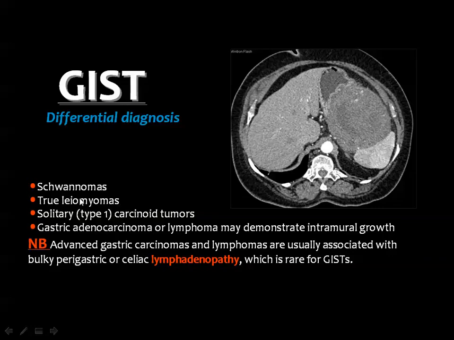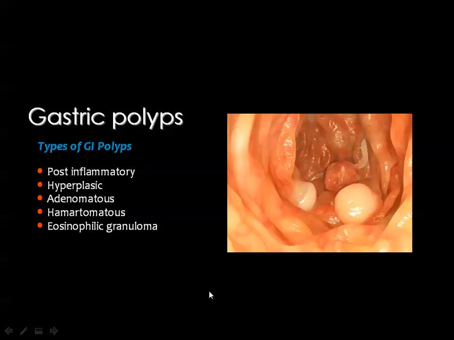And here are the differential diagnosis of GIST tumors in the stomach. They include, if they are small, the schwannoma, the leiomyoma, and type 1 carcinoid tumor. Also, the gastric adenocarcinoma and lymphoma may appear as focal masses, but in advanced gastric carcinoma and lymphoma, there should be some evident lymphadenopathy, which is not a feature of GIST, as I have mentioned.